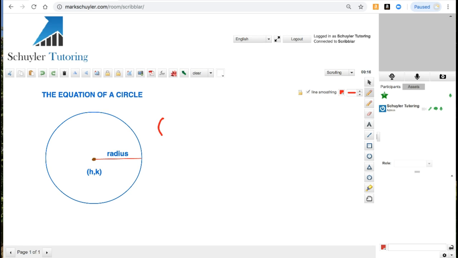This is one of the missing formulas that you have to know if you want to get this question right. And there will be one question about the equation of a circle on both tests, for sure. It's mandatory. So here's the equation: (x - h)² + (y - k)² = r². That is our equation of a circle.